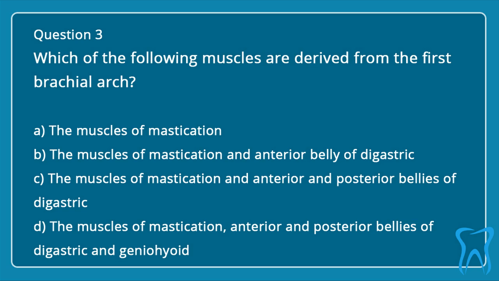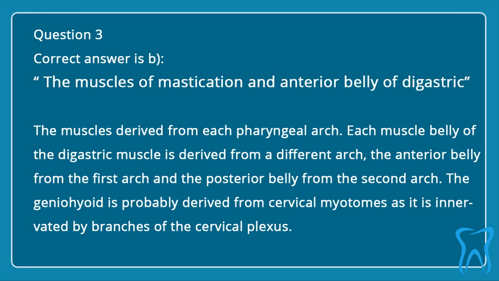A. The muscles of mastication. B. The muscles of mastication and anterior belly of digastric. C. The muscles of mastication and anterior and posterior bellies of digastric. D. The muscles of mastication, anterior and posterior bellies of digastric and geniohyoid. Correct answer is B. The muscles of mastication and anterior belly of digastric.